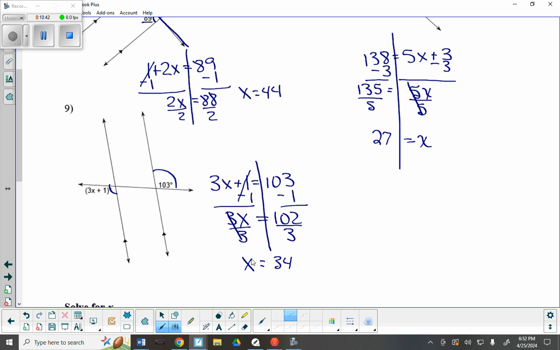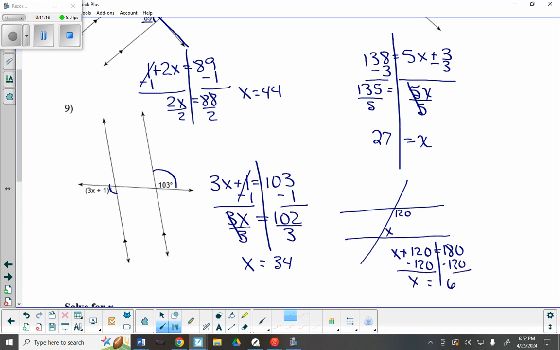Now you don't have this on your notes, but keep in mind if you have two angles, like let's say that this is 120 and you have another angle, they're both on the same side and on the interior, those are called same side interior or consecutive interior, and these are supplementary. So x plus 120 equals 180. So then to solve that, we would subtract the 120 from each side. So x equals 60.